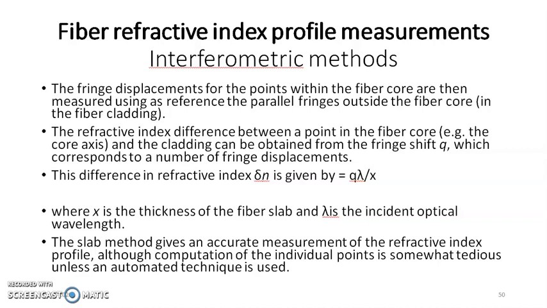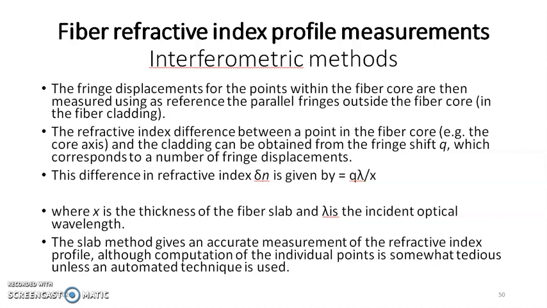Hello everyone. We have seen earlier the fiber refractive index profile measurement. Now, with the interferometric measurement, we can consider what the fringe displacement is for a point within the fiber core. The refractive index difference between a point in the fiber core and the cladding can be obtained from the fringe shift Q, which corresponds to the number of fringe displacements.